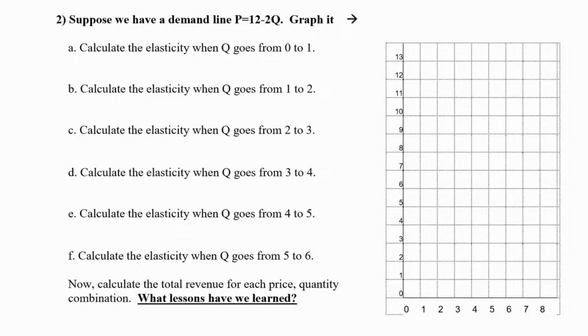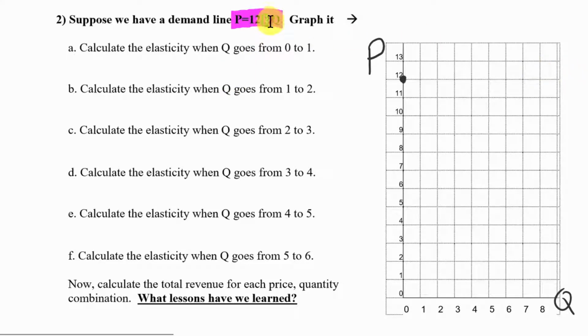So here's our demand for the day. Price equals 12 minus 2q. And so that tells us that the y-intercept is here at 12. And of course, we put price on the y-axis and quantity on the x-axis down here.